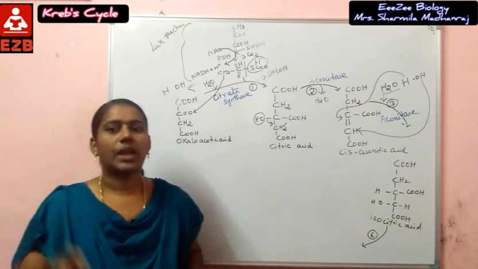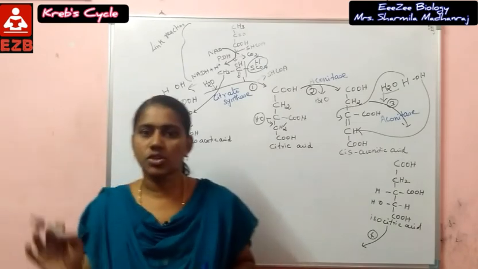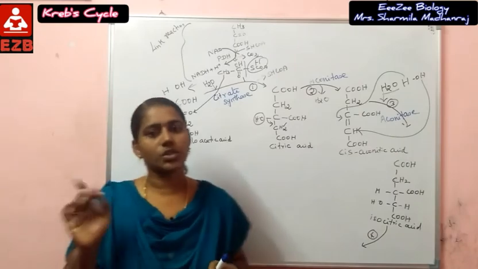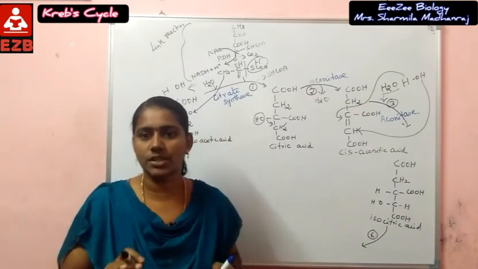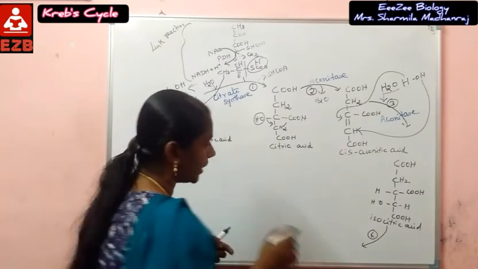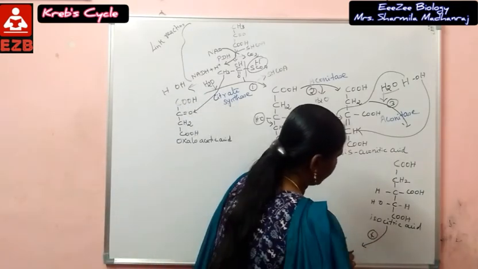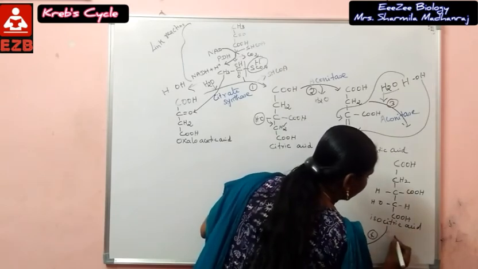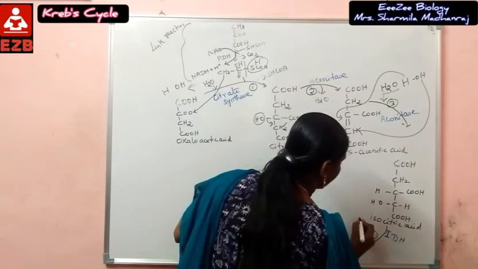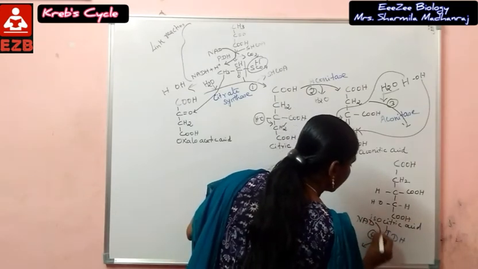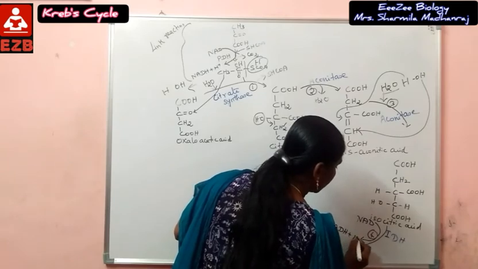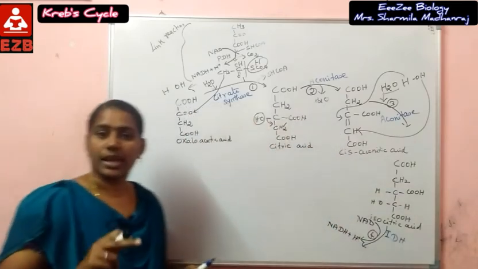In the fourth step, isocitric acid reacts with the isocitrate dehydrogenase enzyme to form oxalosuccinic acid. In this step, oxidation takes place. NAD is converted to NADH plus hydrogen ions. Enzyme: isocitrate dehydrogenase. Here NAD is converted to NADH plus hydrogen ions.